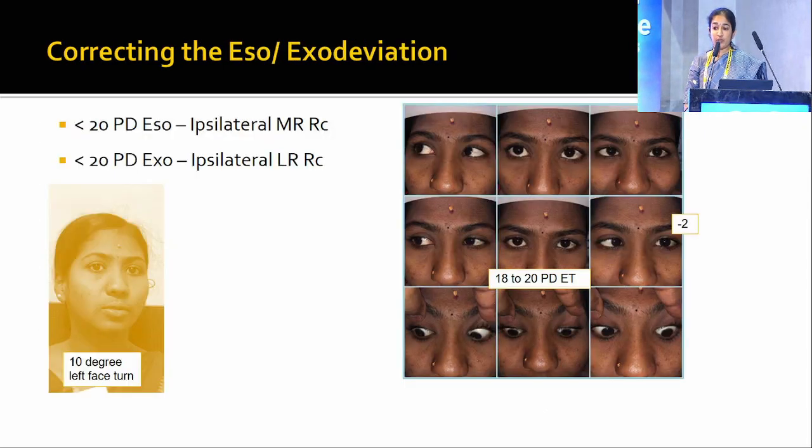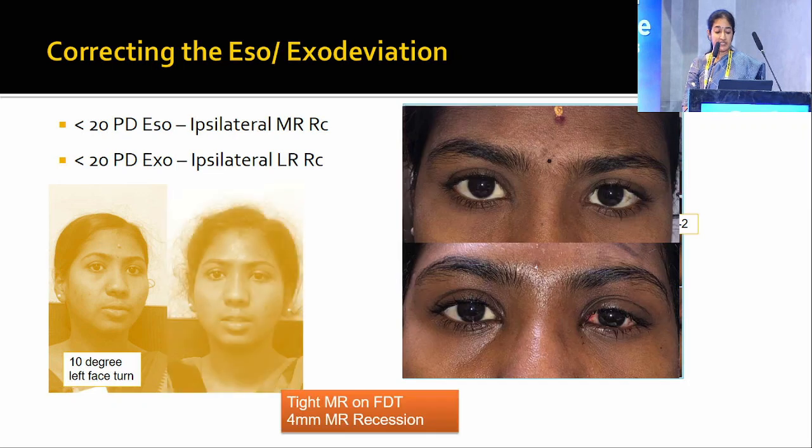So coming to a few case examples, be it esotropia or an exotropia, if it is less than 20 prism diopter in primary position, it is sufficient to do a single medial rectus. So in this patient, it looks like a very small angle, but significant face turn was there. And post 4 mm medial rectus recession, you can see her head posture being corrected.